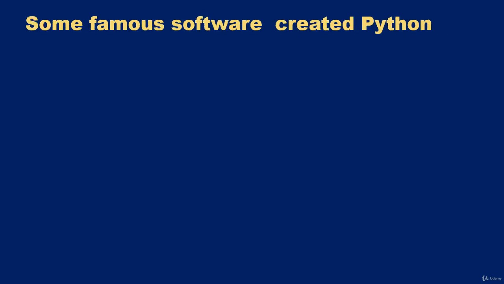Let's take a look at a list of software applications that have been created using Python. So some of these are quite famous and popular. First on the list is YouTube, and then we have Google, we have Dropbox. This program lets you save files to a cloud-based service that you can then access from anywhere in the world.